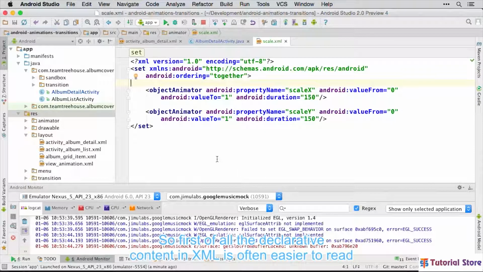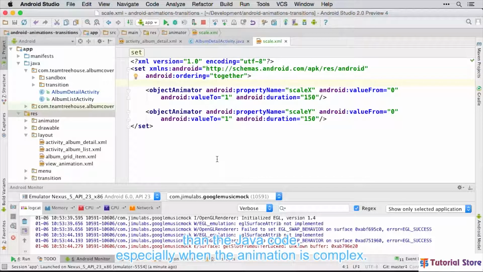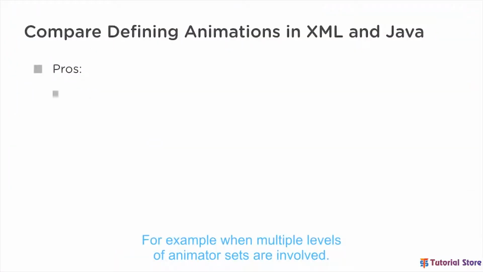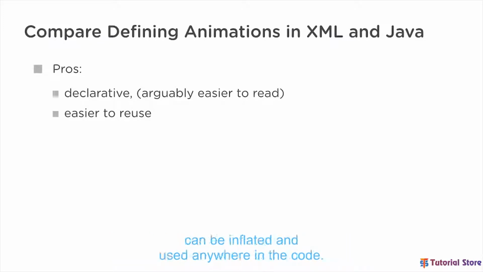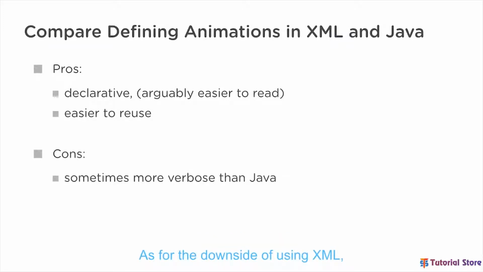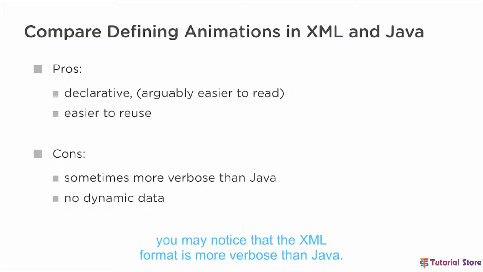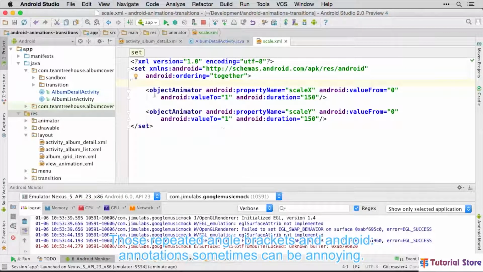So first of all, the declarative content in XML is often easier to read than the Java code, especially when the animation is complex. For example, when multiple levels of animator sets are involved. Second, XML-based animations are easier to reuse since they are declared globally and can be inflated and used anywhere in the code. As for the downside of using XML, you may notice that the XML format is more verbose than Java. Those repeated angle brackets and Android annotations sometimes can be annoying.